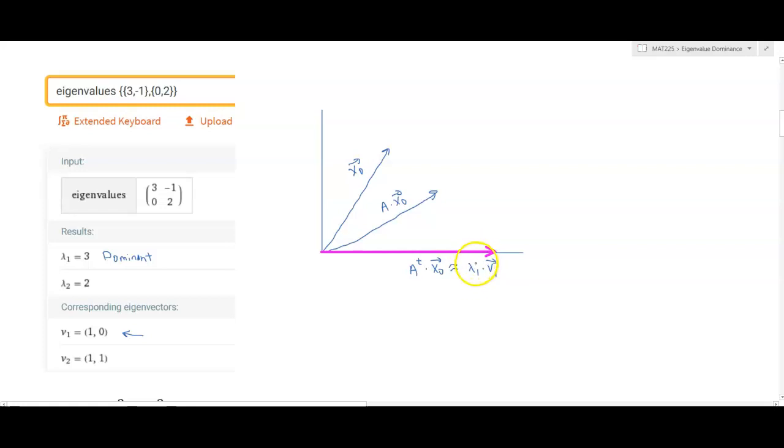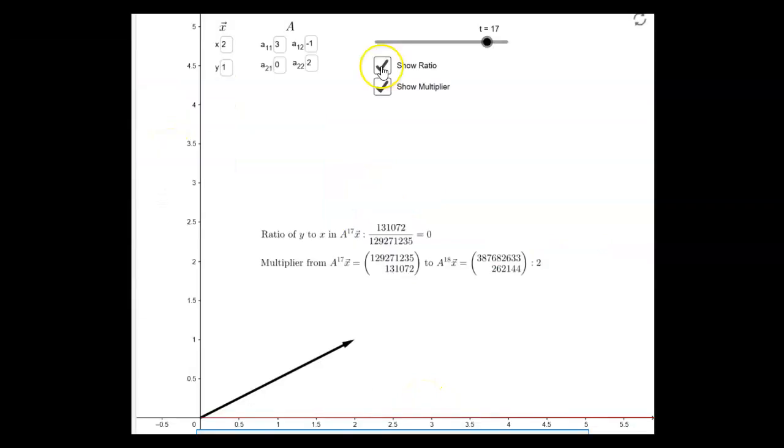So I should probably say some multiple of lambda 1. That is, eventually it will rotate enough and stretch enough to become rotated in the direction of (1, 0), and then it will just continue to stretch in that direction. So let's go ahead and take a look at the applet that's going to demonstrate how this works.